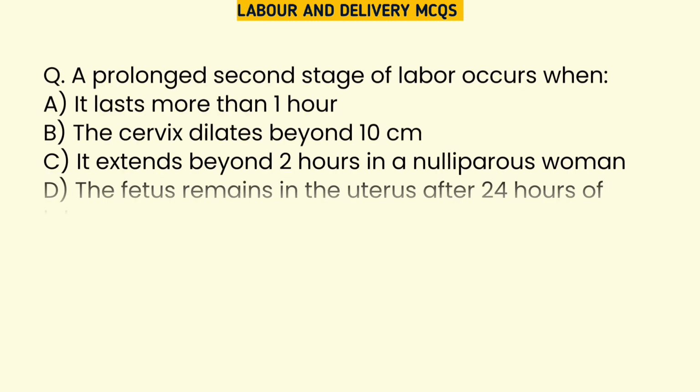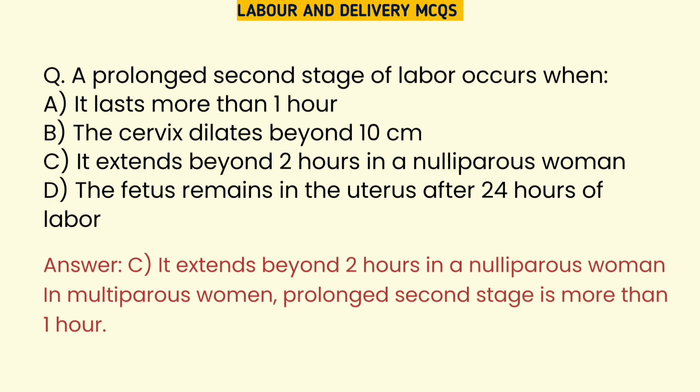Next question. A prolonged second stage of labor occurs when. Correct answer is C. It extends beyond 2 hours in a nulliparous woman. In multiparous women, prolonged second stage is more than 1 hour.